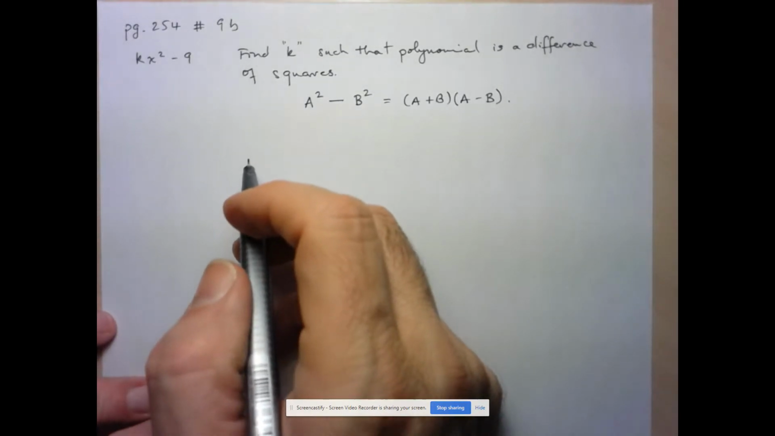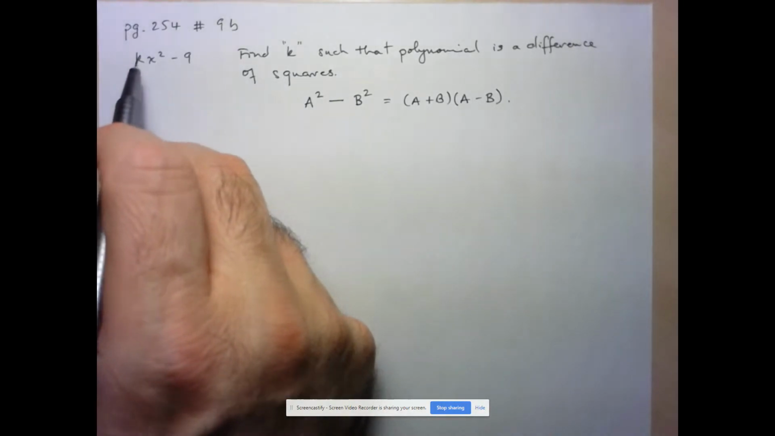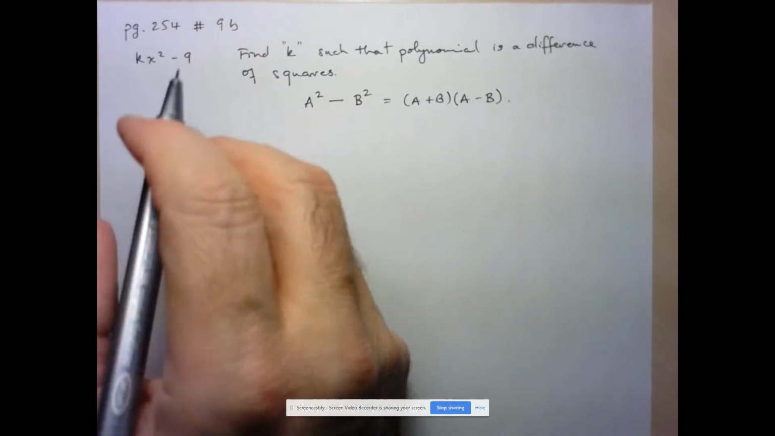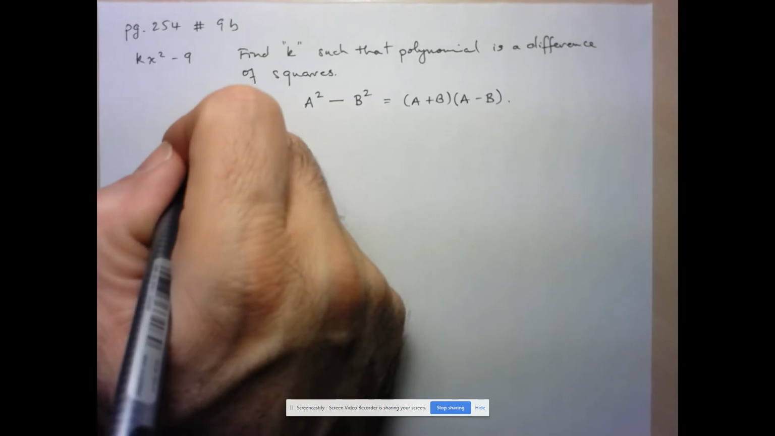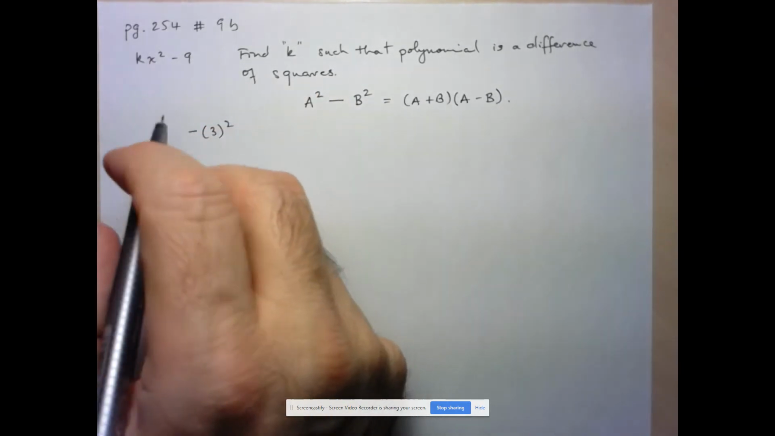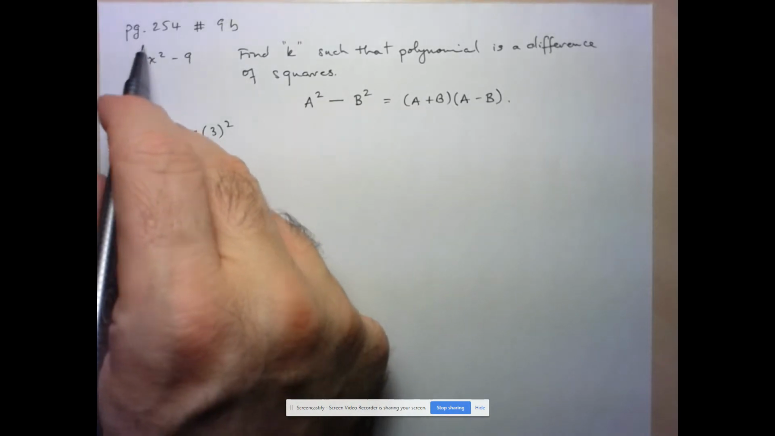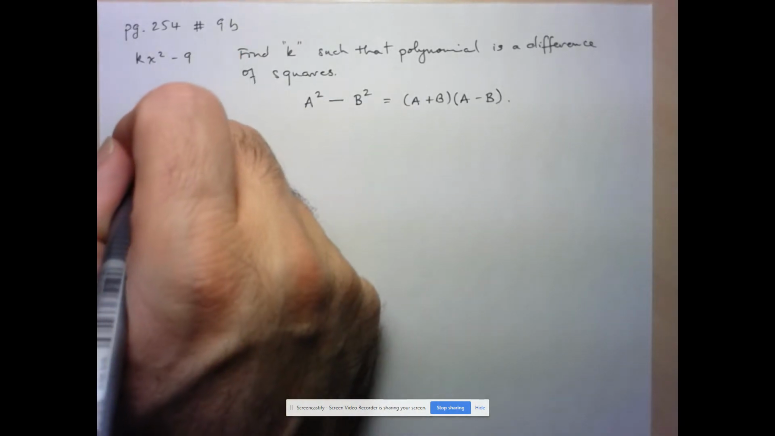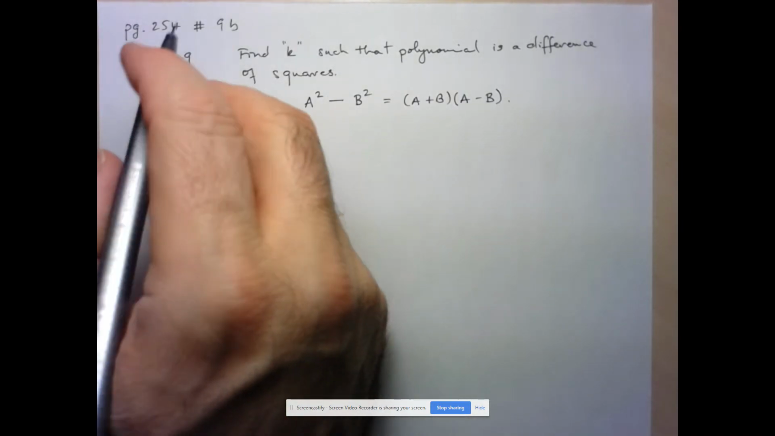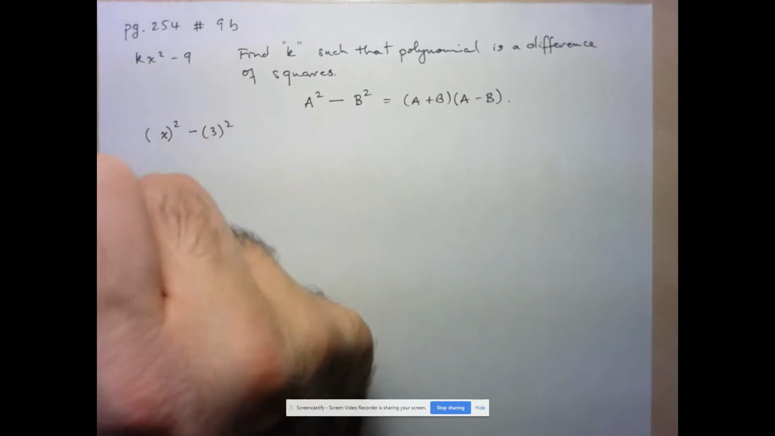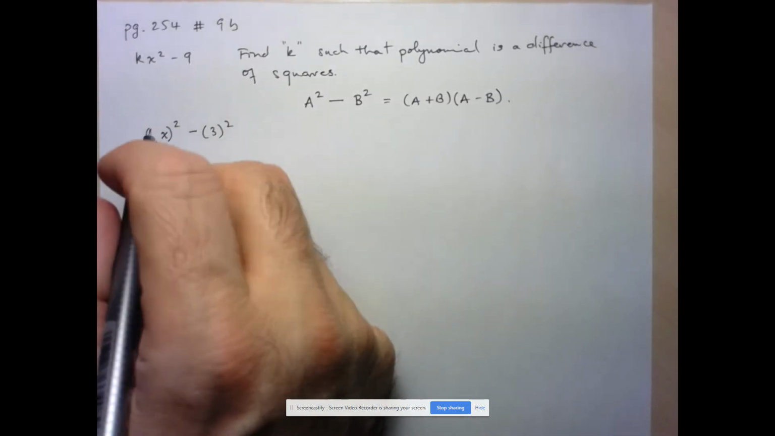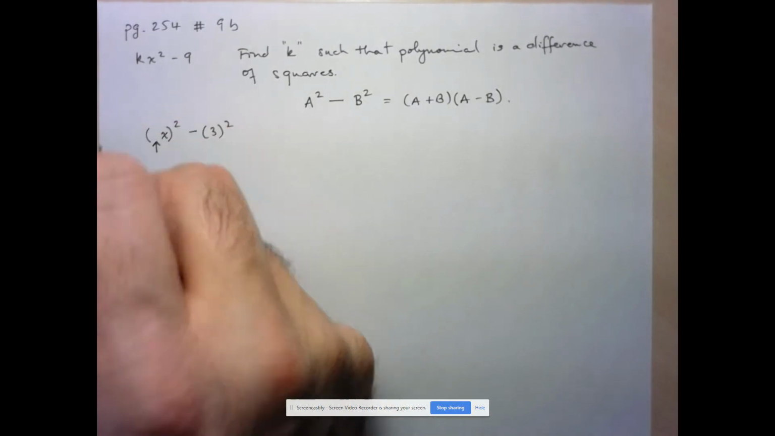Okay, so we need both of these terms to be able to be written as squares. Now I see that the second term, minus 9, can be written as a square. It's just 3 squared. So we're going to have to find values of k such that the first one is also a perfect square. So I need that first one to be a perfect square. If I put an x in there and I square it, whatever number I get here, its square is going to be equal to k.